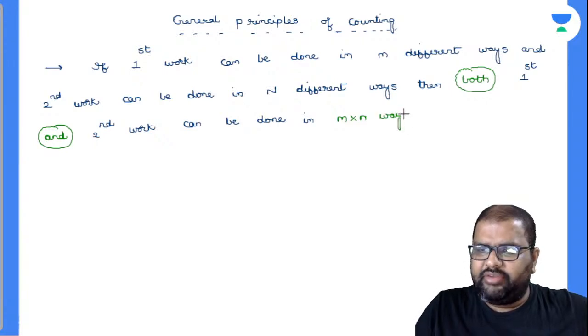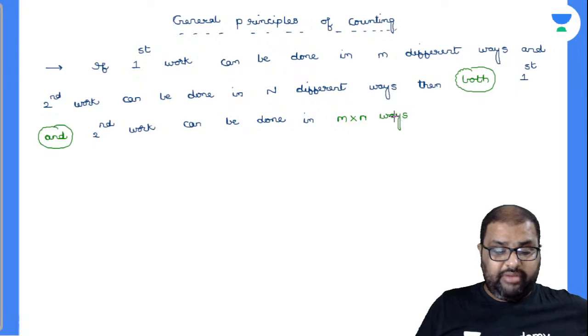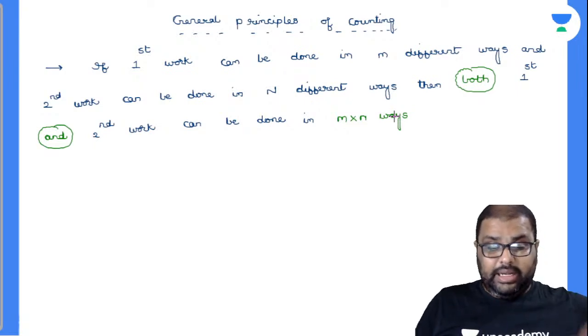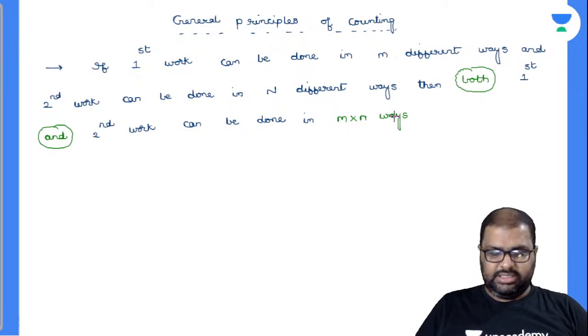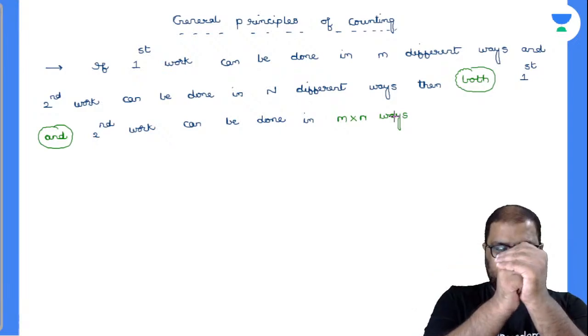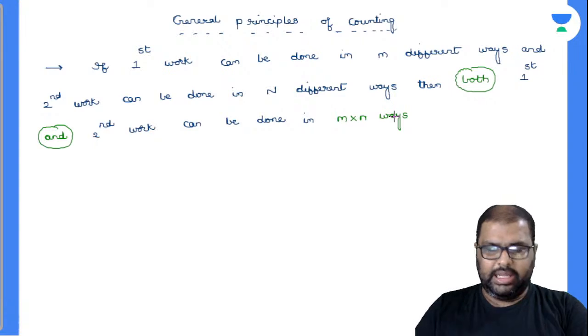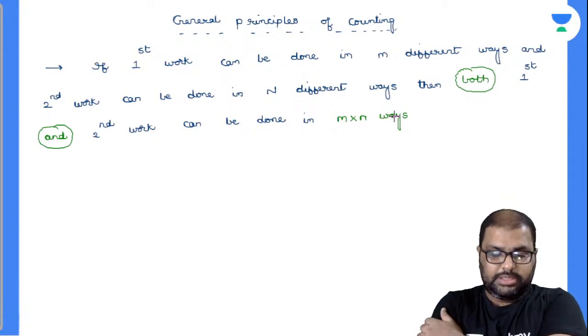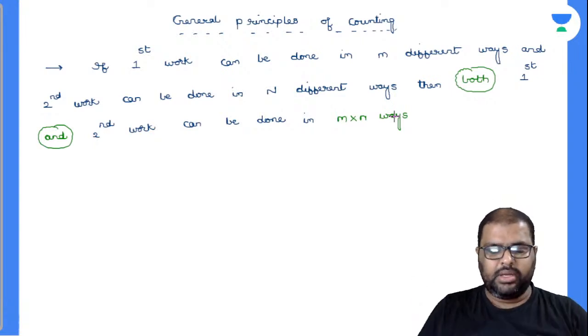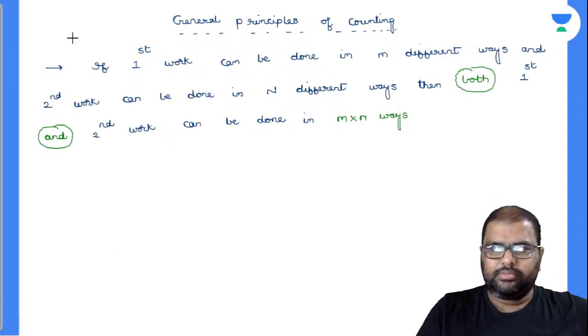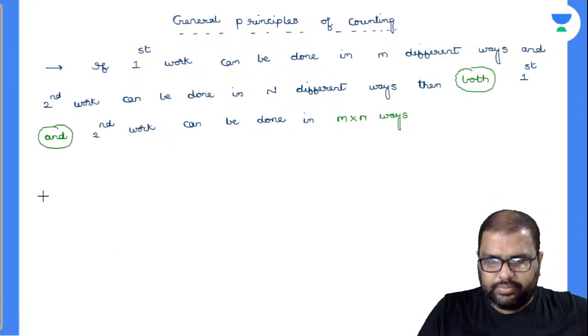So there are two different works, and those two different works can be done in m different ways and n different ways. Now you are combining the first and second work, doing it simultaneously together. This can be done in m into n ways. So in the general principles of counting, when you do things together, you have to multiply. Let's come to the second rule.